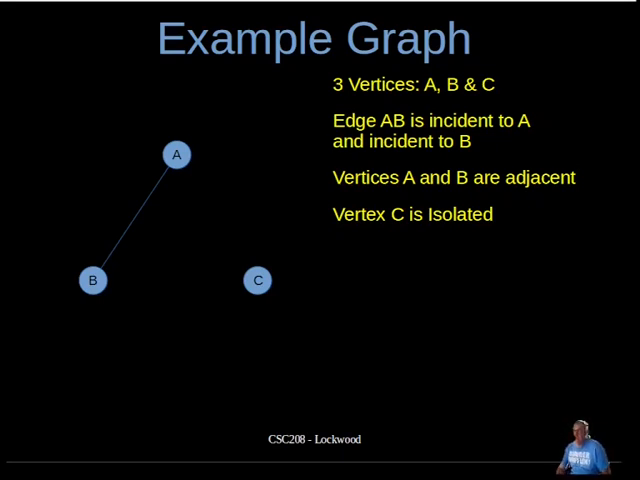Just talking about these definitions with a little bit of an example. I'm showing a graph here with three nodes and one edge. And from the definitions that we just talked about, we can say there are three vertices here, A, B, and C. The edge AB is incident to A and incident to B. The vertices A and B are adjacent, that is because they're connected by an edge. And vertex C is isolated because it has no edges.